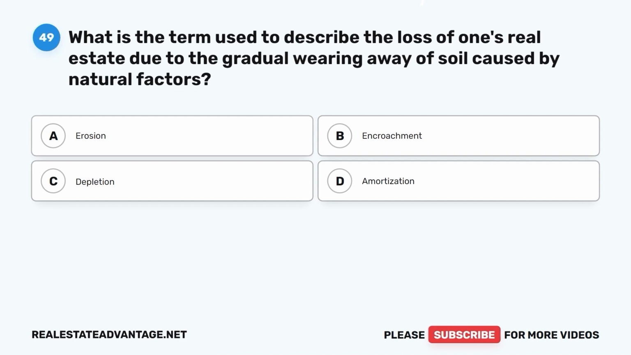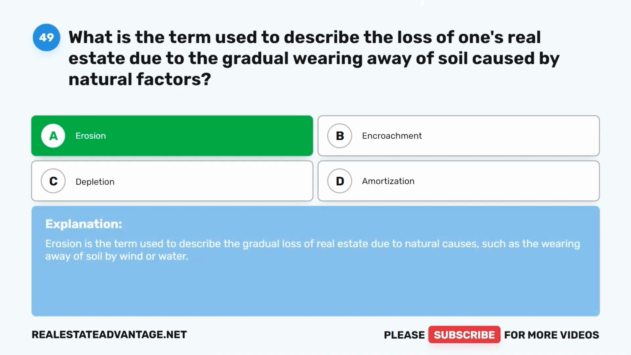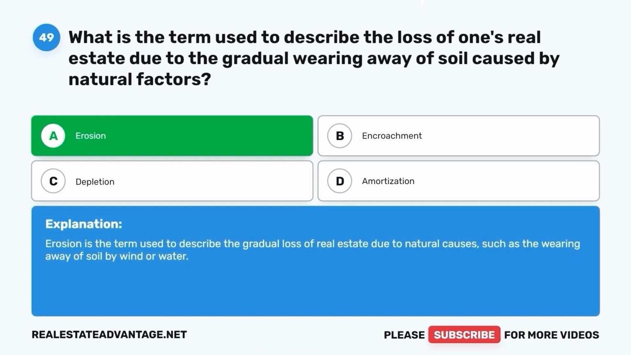Question 49. What is the term used to describe the loss of one's real estate due to the gradual wearing away of soil caused by natural factors? A. Erosion. B. Encroachment. C. Depletion. D. Amortization. The correct answer is A. Erosion. Erosion is the term used to describe the gradual loss of real estate due to natural causes, such as the wearing away of soil by wind or water.